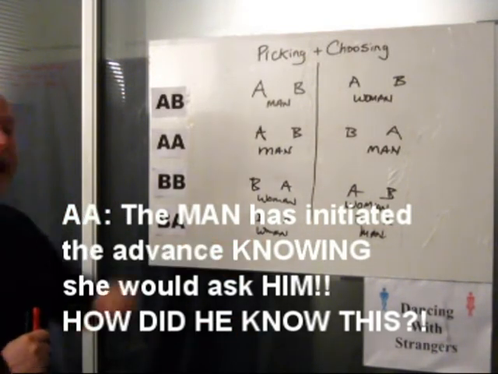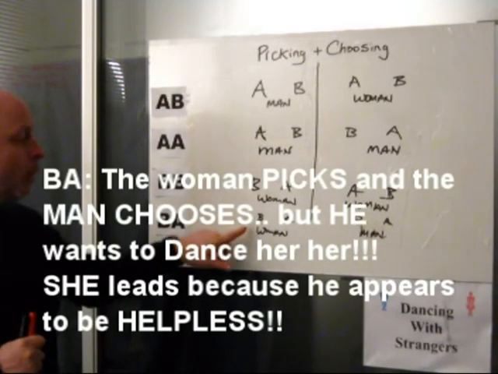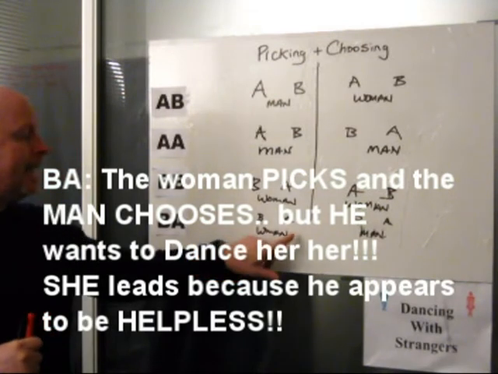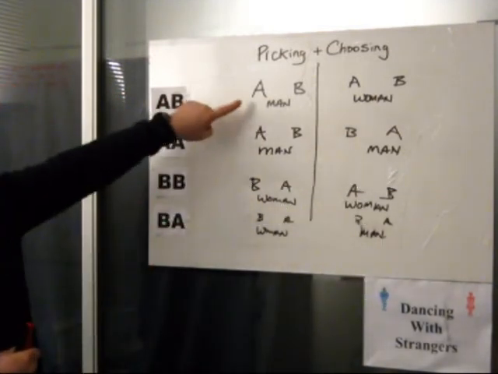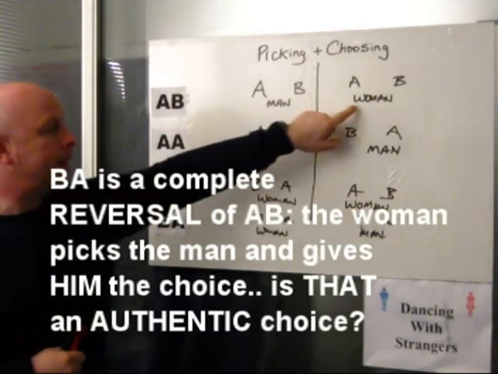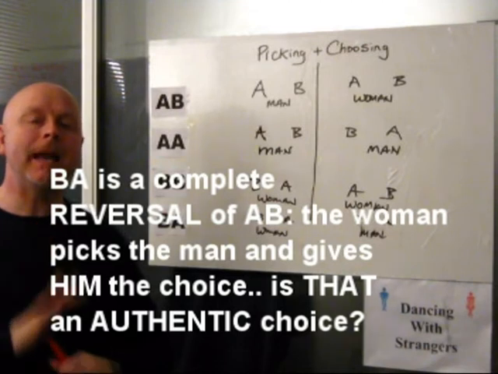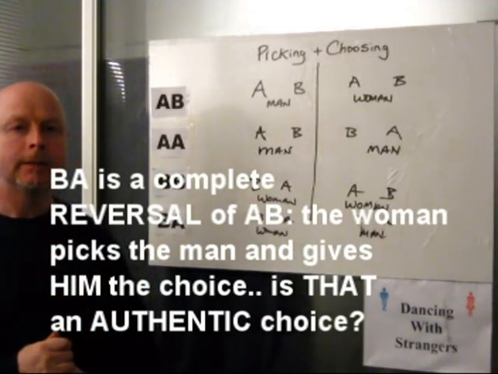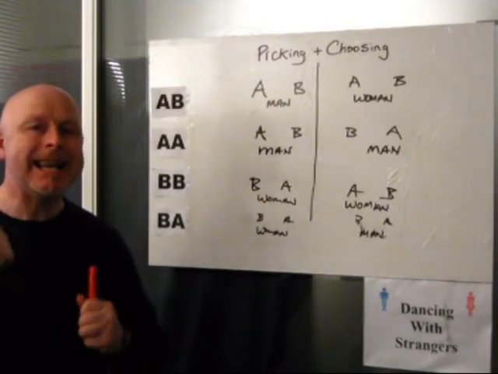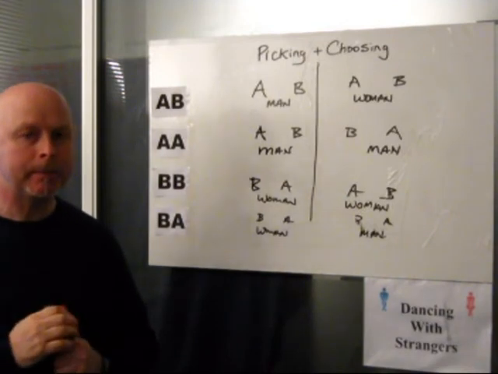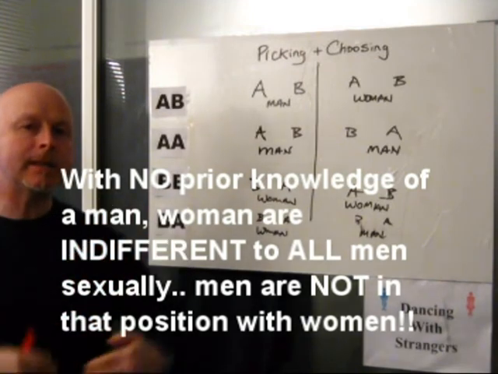Finally, therefore, in BA, for this to happen, the woman approaches the man and says, "Excuse me." He says yes. She says, "Would you like to dance?" And he says yes. A complete reversal of the man picking and the woman choosing. Can women give men a choice sexually? Be honest. When a woman makes advances on a man, he has to have a reason to refuse them. Women, on the other hand, are in an indifferent place regarding sexual advances of men.